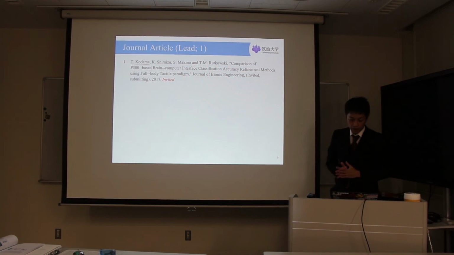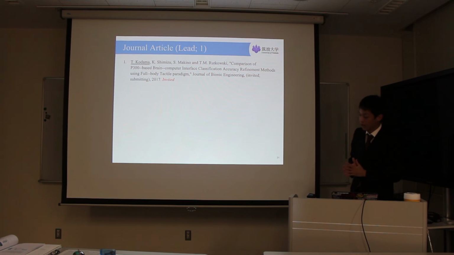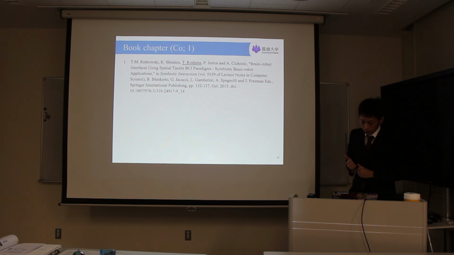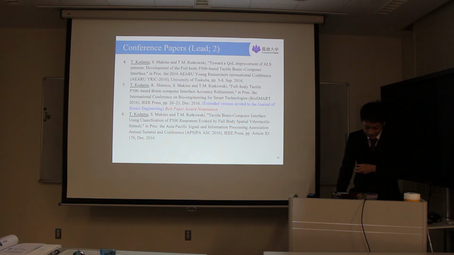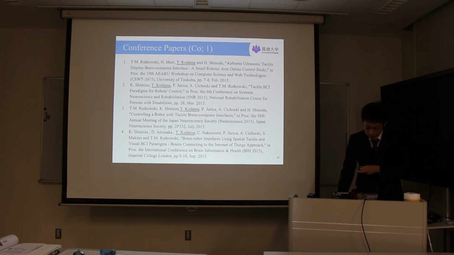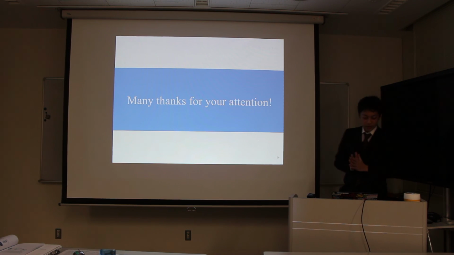So these are the publications which we have already published. This is the journal article, and this is a book chapter as a co-author. These are the conference papers list. Some of them received awards, and this is also conference papers, and this is also co-authored conference papers.